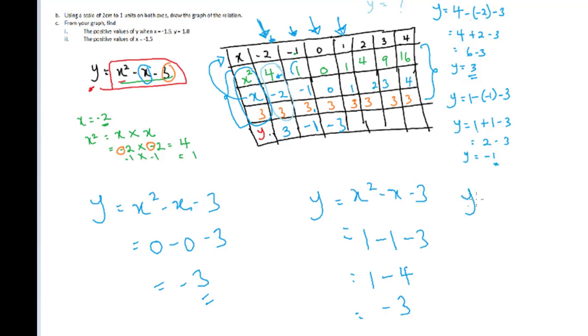The next one, y is equal to x squared minus x minus 3. We'll be getting our y values. When x is 2, our x squared will be 4. Then we bring our minus sign, then -3 here. So 4, then -2, then -3. Then our answer is going to be 4 minus 5, which is going to give us -1.